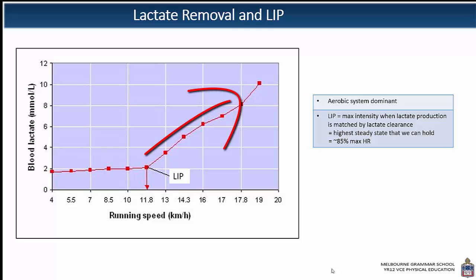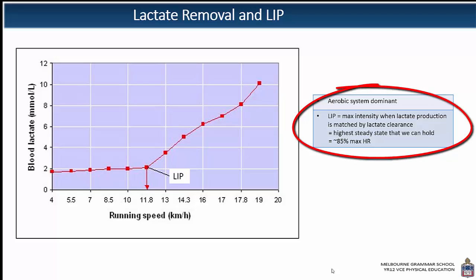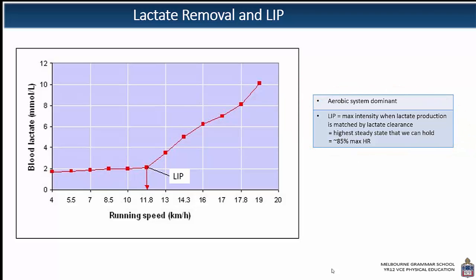So if you just look again at that lactate inflection point on the right-hand side, it's the maximal intensity when lactate production is matched by lactate clearance. It's the highest steady state we can hold, and VCAR have given us the value of approximately 85% of max heart rate. That's going to be for someone who's reasonably trained. Someone who isn't trained might have a little bit lower than that. Anywhere from 70 to 85% tends to be the values that VCAR like to talk about, but for a trained athlete, perhaps around 85% of maximum heart rate is what they can hold.